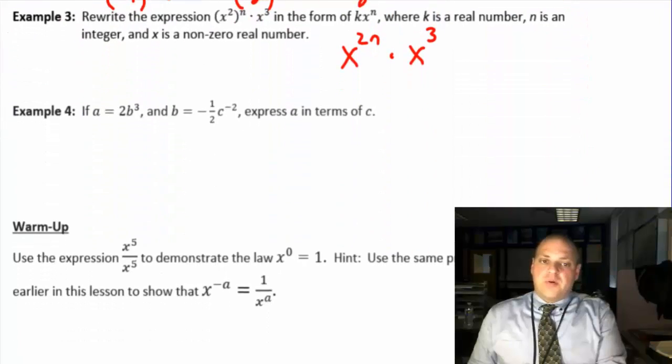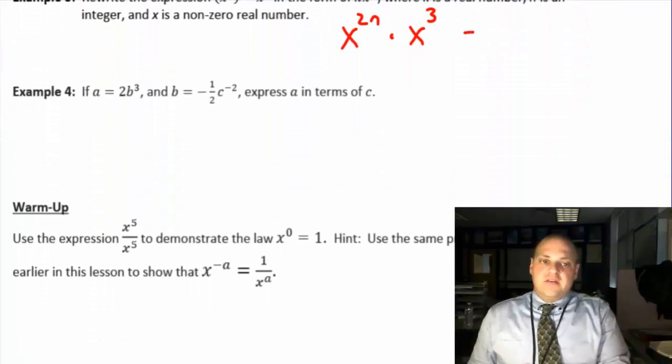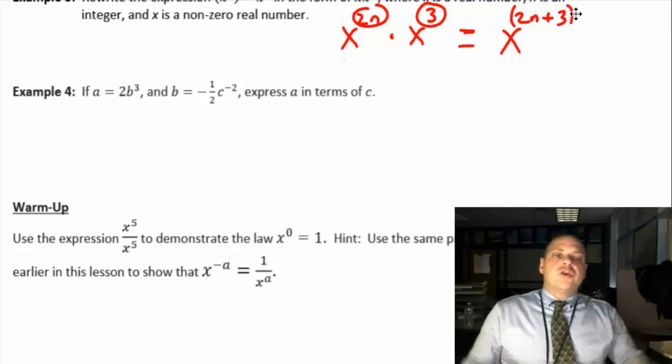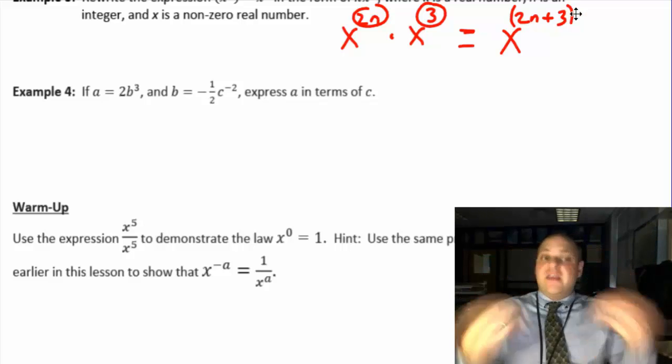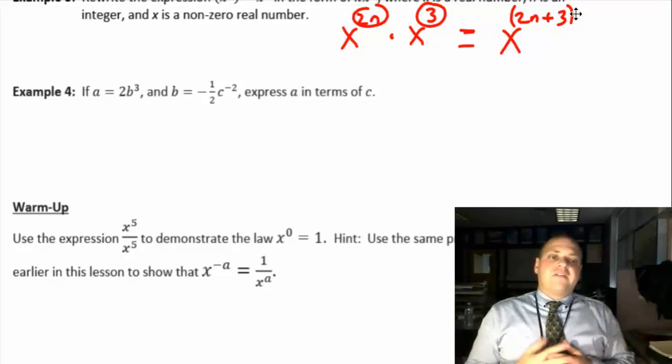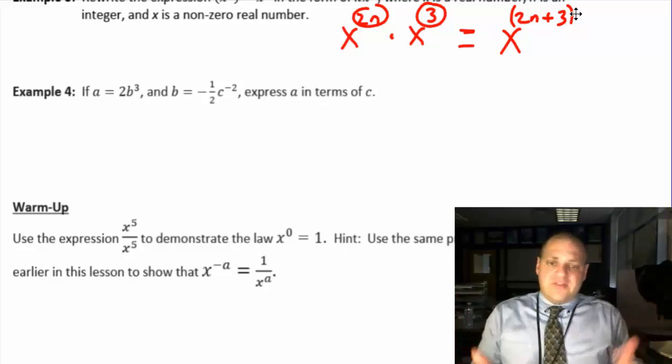You add those exponents. So this is going to be equal to x raised to this plus this, 2n plus 3. And I'll put that in parentheses because it's a binomial. So x to the 2n plus 3. And that's all we can do. All right, x to the 2n plus 3. We don't know what n is, so we have to leave it like that.